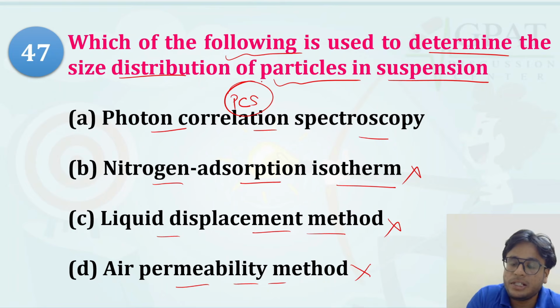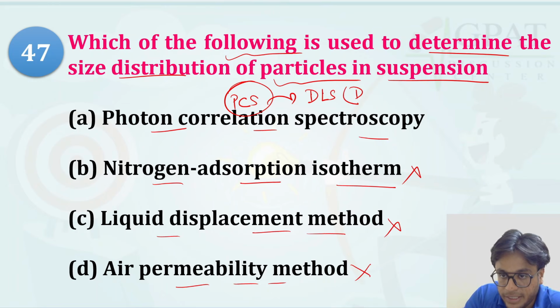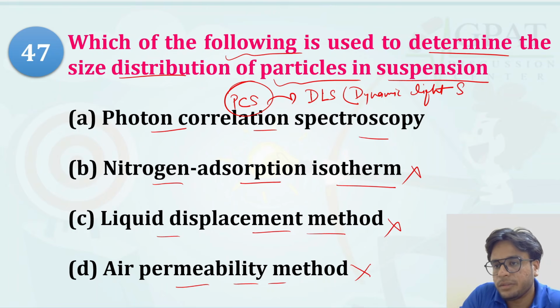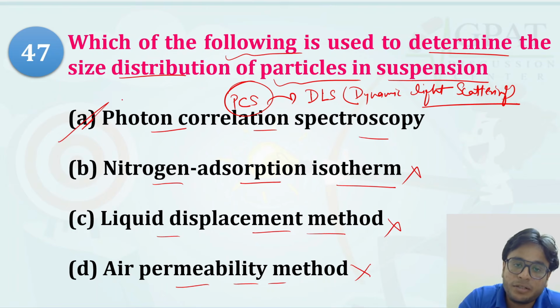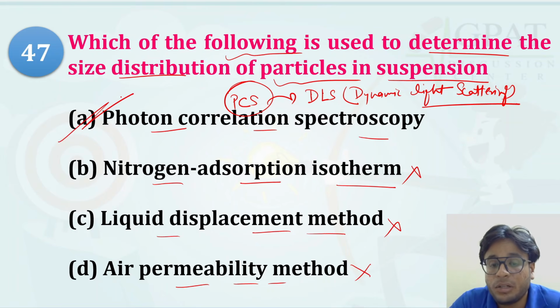PCS, that is photon correlation spectroscopy, is also known by the name of DLS, dynamic light scattering. So A is going to be the answer for that question, and this PCS, or photon correlation spectroscopy, is mainly utilized to check the particle size distribution in a powder sample. So A is going to be the correct option.